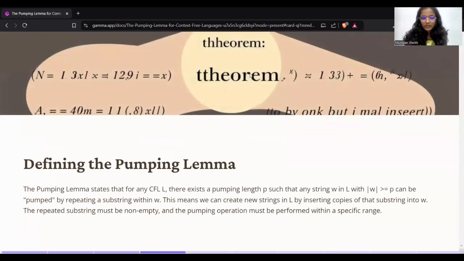Defining the pumping lemma. The pumping lemma states that for any CFL, L, there exists a pumping length P such that any string W in L with length greater than or equal to P can be pumped by repeating a substring within W. This means we can create new strings in language L by inserting copies of that substring into W. The repeated substring must be non-empty and the pumping operation must be performed within a specific range.